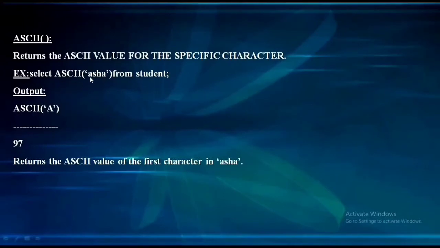Only one character is taken. That character is A, the first character. That A is the value 97. ASCII value of A is 97. This is the output. It returns the ASCII value of the first character in Asha. Okay, this is the ASCII function.